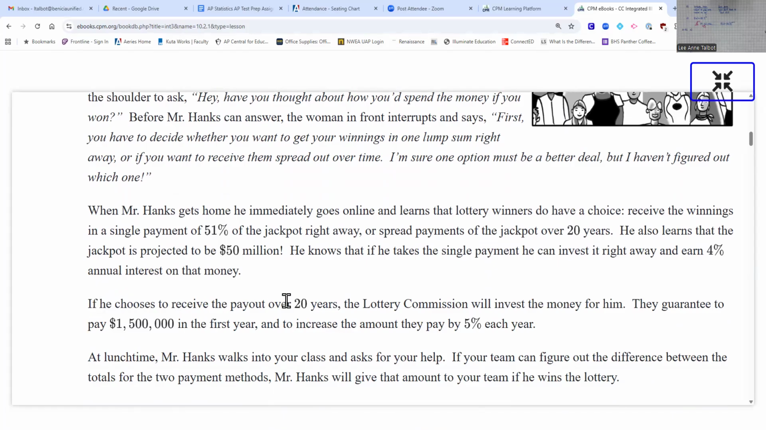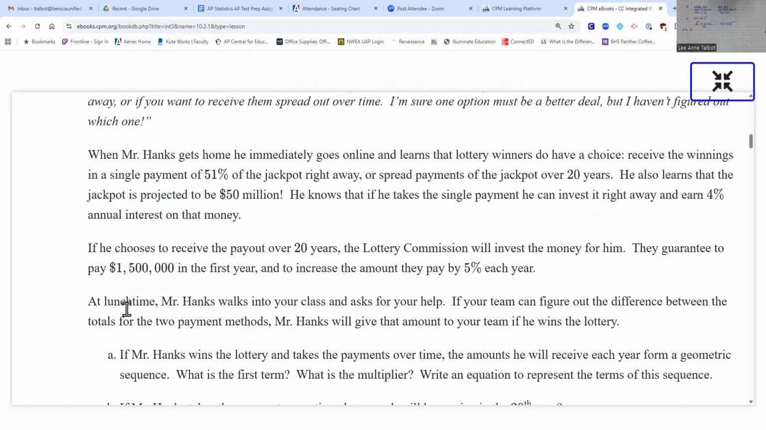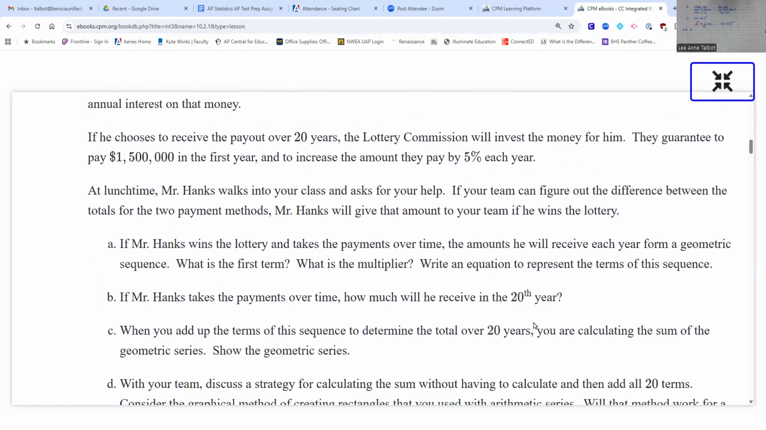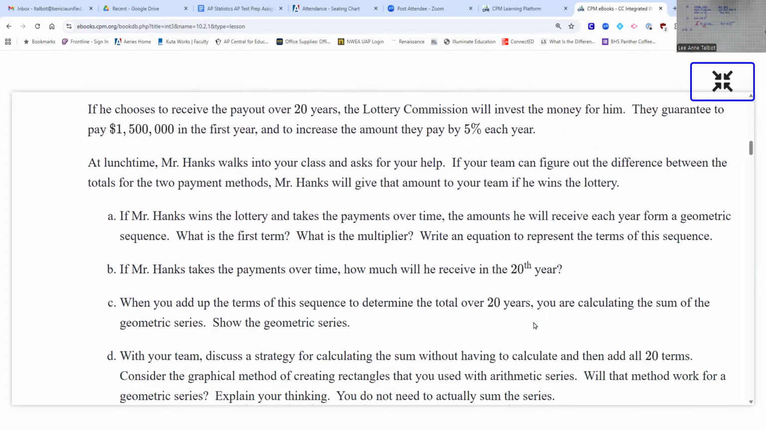If he chooses to receive the payout over 20 years, the lottery commission will invest the money for him. They guarantee to pay 1,500,000 in the first year and to increase the amount they pay by 5% each year. At lunchtime, Mr. Hanks walks into your class and asks for your help. If your team can figure out the difference between the totals for the two payment methods, Mr. Hanks will give that amount to your team if he wins the lottery. I know, Mr. Hanks is so generous.